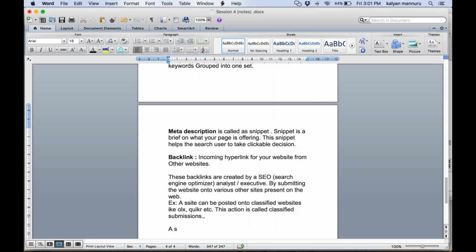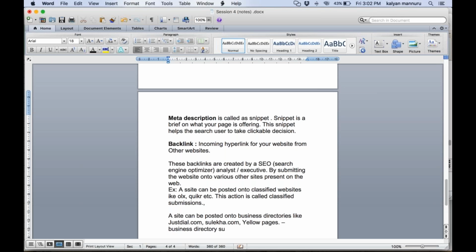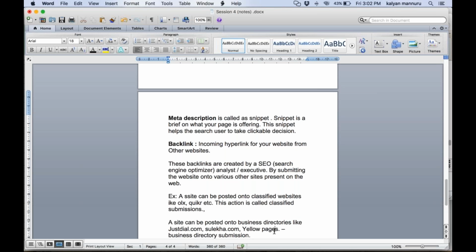One more example, a site can be posted onto business directories like justdial.com, sulekha.com. These are all yellow pages, right? So you can also submit your pages onto yellow pages. This is called business directory submission. So by doing all this, you are improving your backlinks from various other websites.